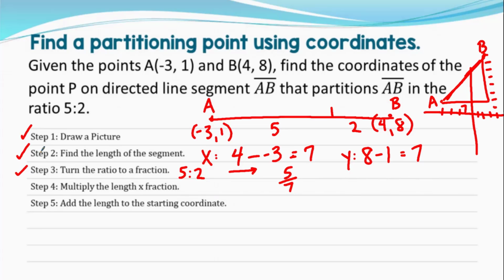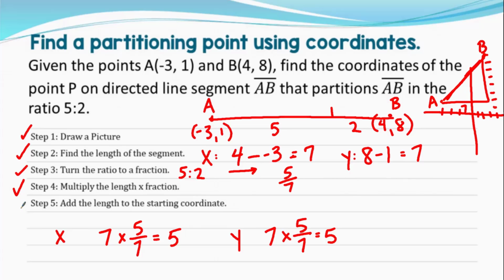I'm going to multiply the length of the x distance traveled. So the distance traveled for x was 7, and I want 5/7 of that length. So 7 over 7 is 1, and that becomes 5. And because our numbers are the same, y is going to end up being the same. We traveled 7 for y, and 5/7 of that distance is 5.